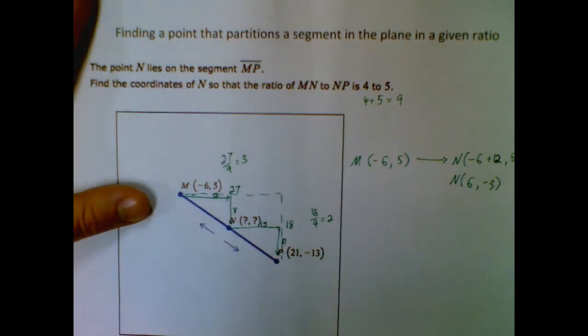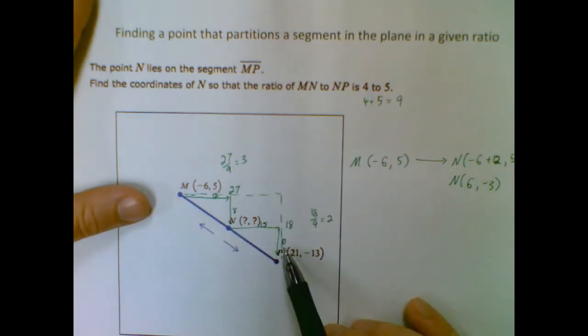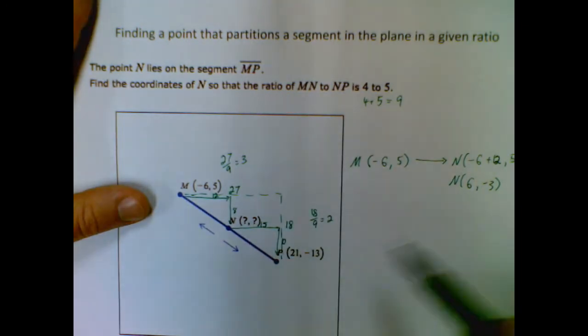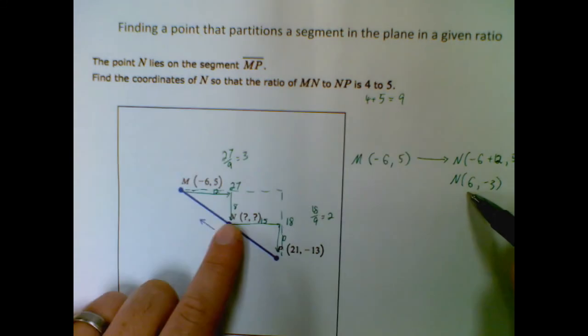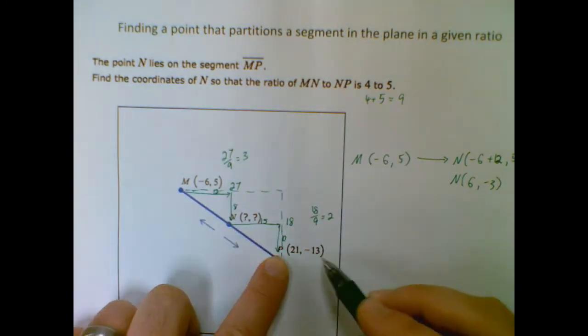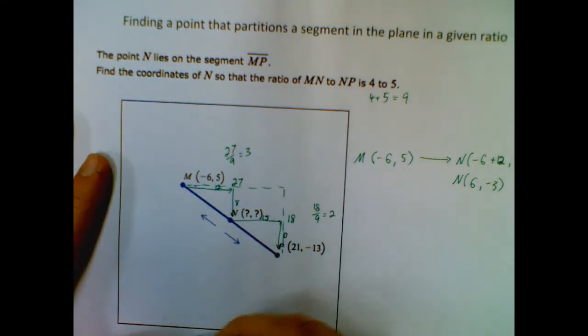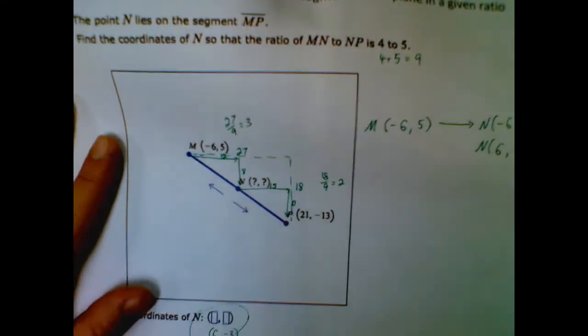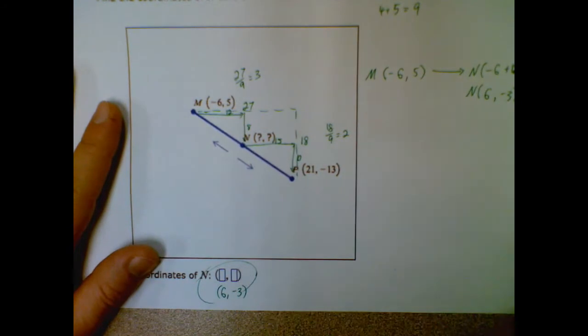If you want to check, you can do the last transformation as well to make sure it works. If I go another 15 to the right, that will end me at 21. If I go another 10 down, I'll be at -13. So just double checking, it does work. That should be your answer.